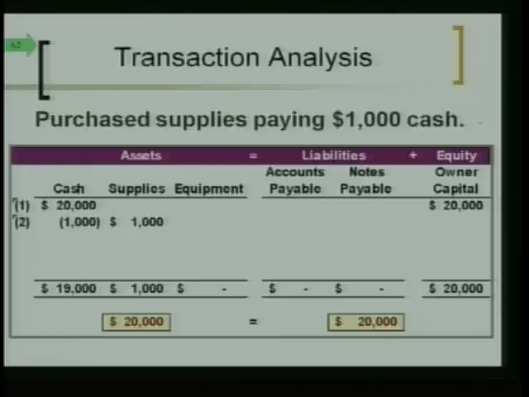Are you with me? Now, sometimes people think something has to happen on each side of the equal sign. Okay? The left side and the right side. No. Nothing happened over on the right side of this equation. Nothing happened over here, did it? It is all on the left side. But that has a zero net effect. So the accounting equation stays in balance, doesn't it? Understand what we're doing? Does the accounting equation remain in balance? Yes.